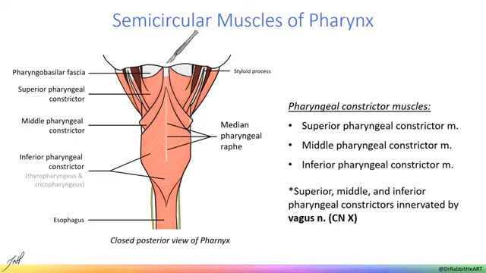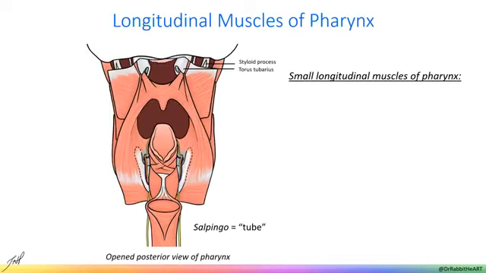We will now open up the pharynx to look at the small longitudinal muscles, including stylopharyngeus, which we will discuss on the next slide, but is visible on this slide. Stylopharyngeus, which is visible in the previous image, starts at the styloid process and then slips between the superior and middle pharyngeal constrictor muscles.